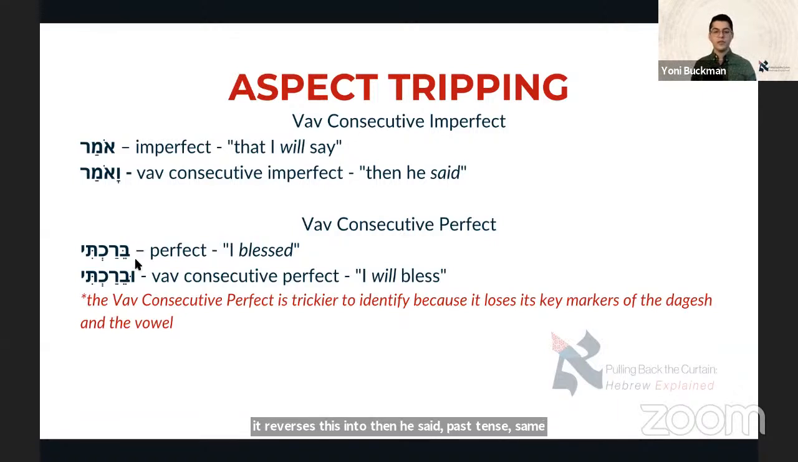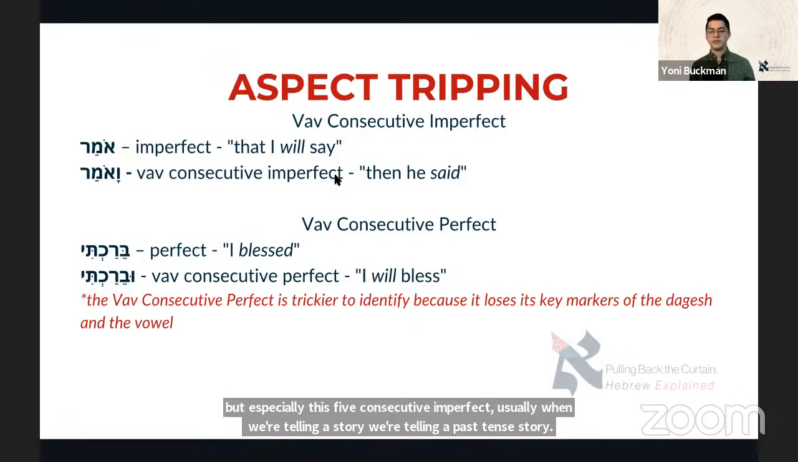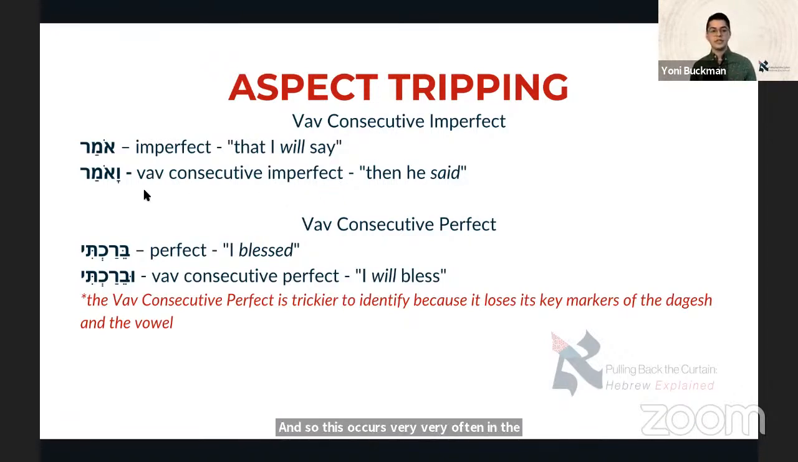Same thing here with the Vav consecutive perfect. The Vav consecutive perfect is less common and it is sometimes a little bit tricky and harder to identify. So it's kind of a thing that we don't have time for, but especially this Vav consecutive imperfect. Usually when we're telling a story, we're telling a past tense story. And so this occurs very, very often in the Bible, where you see instead of va'amarti, right? So that T would make it the perfect, where you're talking quote unquote past tense. If you're using this Vav consecutive, you want to show that you're telling stages in a story, you keep the imperfect. And even though you would think that that would mean future, it actually is past.